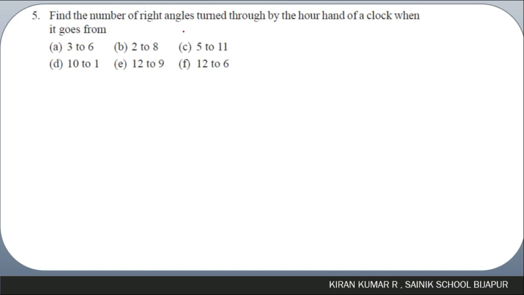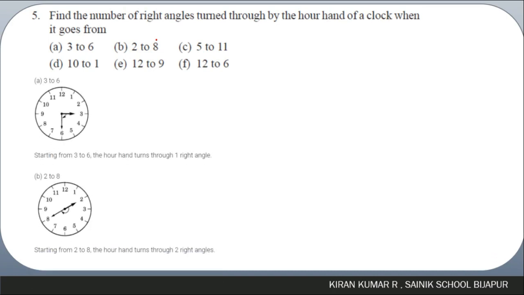Find the number of right angles turned through by the hour hand of a clock when it goes from... there are 6 sub questions here. Let's see one by one. Look at this. Starting from 3 to 6, the hour hand turns through one right angle. It makes 90 degrees.